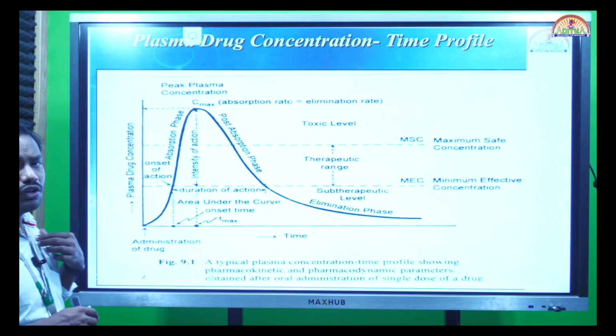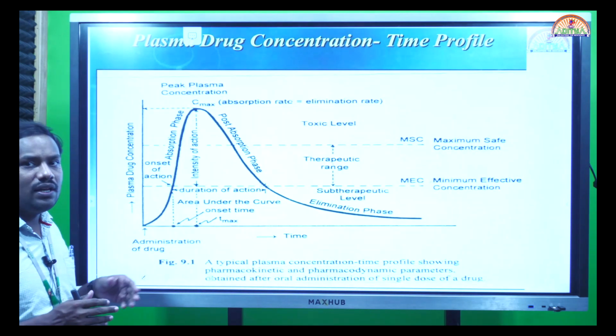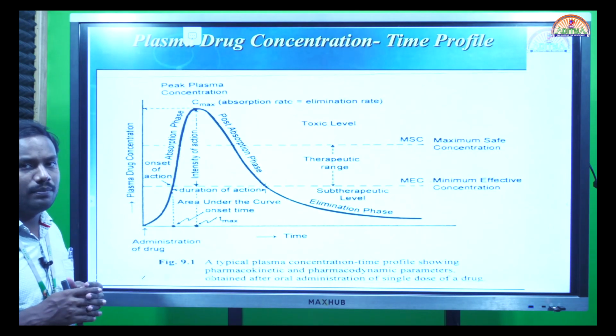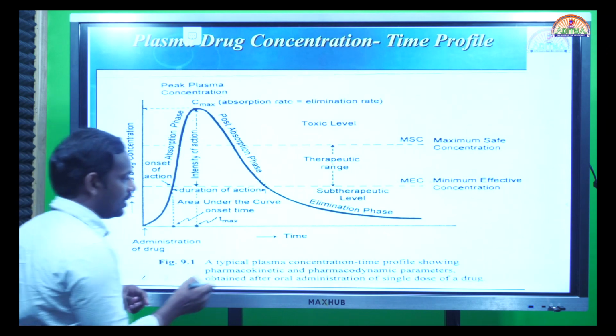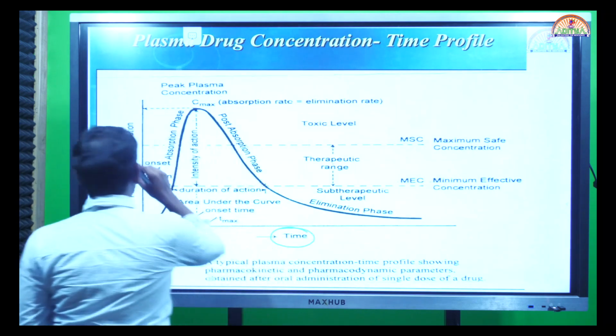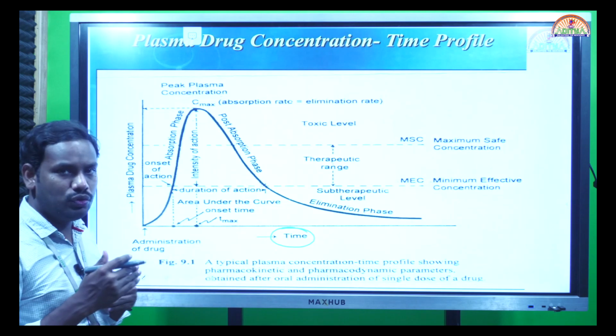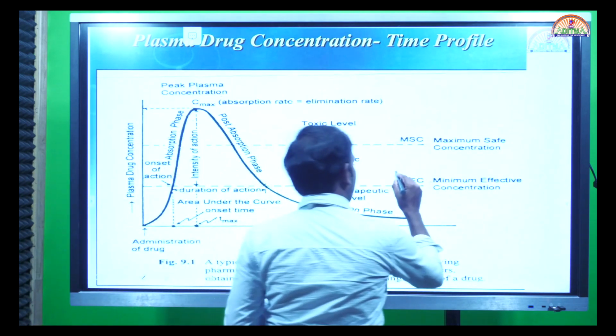So, plasma drug concentration versus time profile. This is a typical illustration of how a plasma level time curve will look. We are plotting a graph between time and plasma concentration of the drug. So you know that there are two zones. One is the minimum effective concentration.